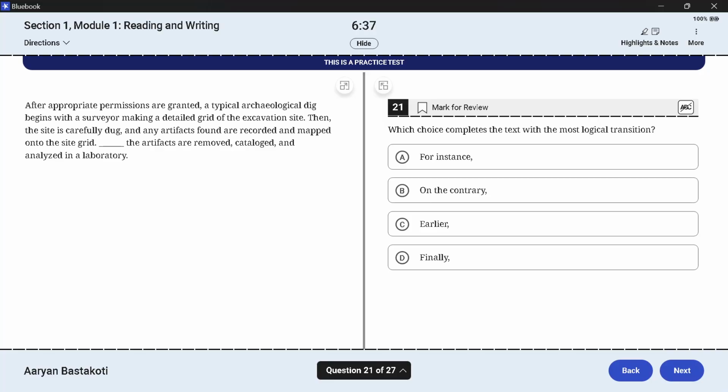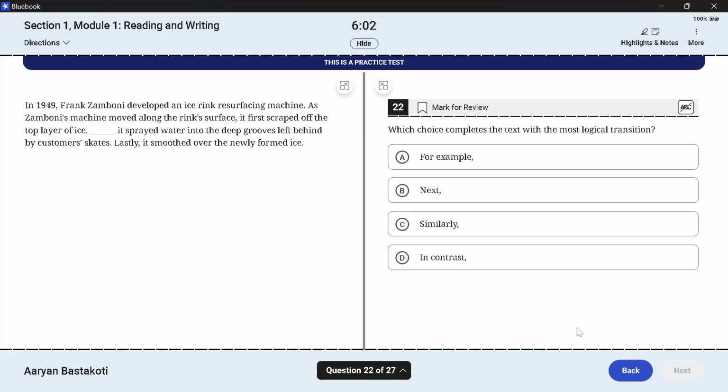After appropriate permissions are granted, a typical archaeological dig begins with the surveyor making a detailed grid of the excavation site. Then the site is carefully dug and any artifacts found are recorded and mapped onto the site grid. The artifacts are removed, catalogued, and analyzed in the laboratory. This question is trying to follow a line. For example, this is done first, then this part is done second, and finally this is done. So finally would be a right answer, and we have the option finally also. For instance, on the contrary, earlier, finally, yes.